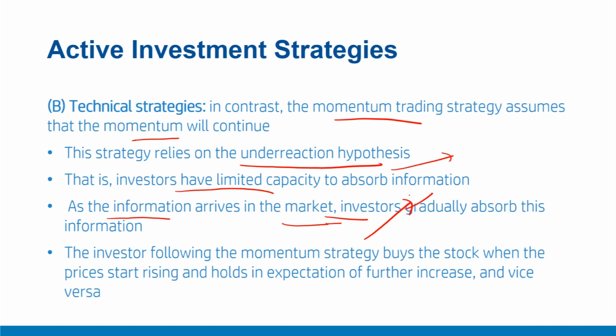So they buy winning stocks where prices are rising, and they expect these rising prices to rise further in future. They hold these stocks for a certain time and then sell when they feel that the peak has been achieved, and vice versa for falling stocks.